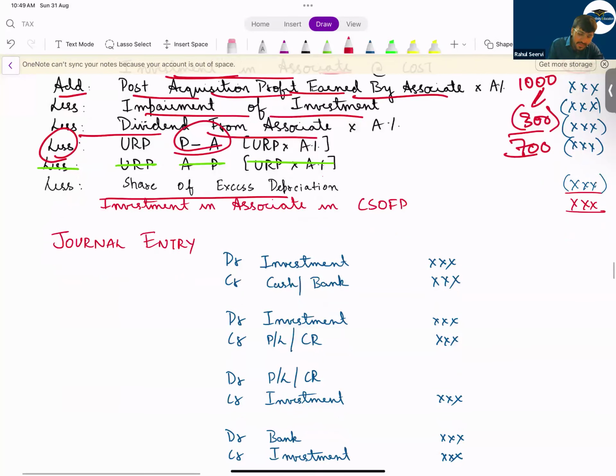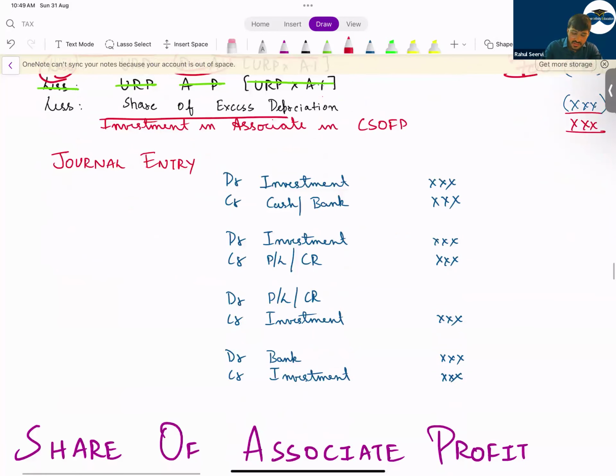Then less share of excess depreciation. If there is any excess depreciation, you will include it. So what is the journal entry? Debit investment, credit cash or bank. Debit investment, credit P&L or retained earnings. Now this is taking a hit for the parent company's profit.